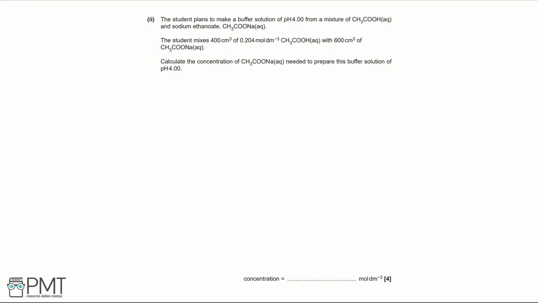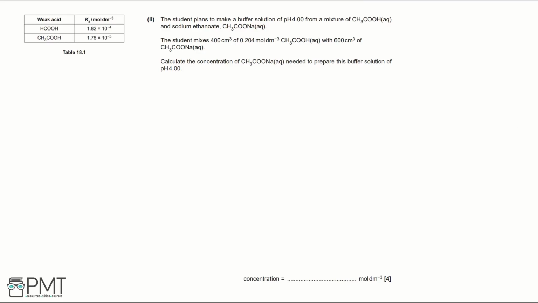Part 2. The student plans to make a buffer solution of pH 4.00 from a mixture of ethanoic acid and sodium ethanoate. The student mixes 400 centimeters cubed of 0.204 moles per decimeter cubed ethanoic acid with 600 centimeters cubed of sodium ethanoate. Calculate the concentration of sodium ethanoate needed to prepare this buffer solution of pH 4.00.